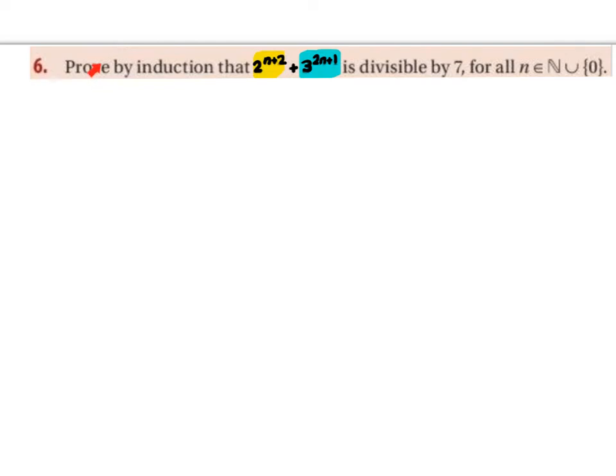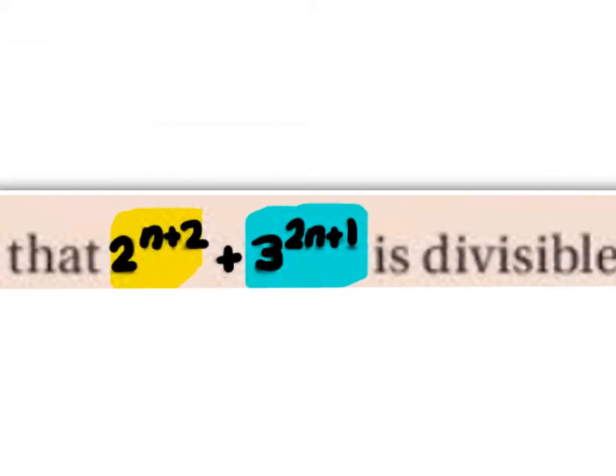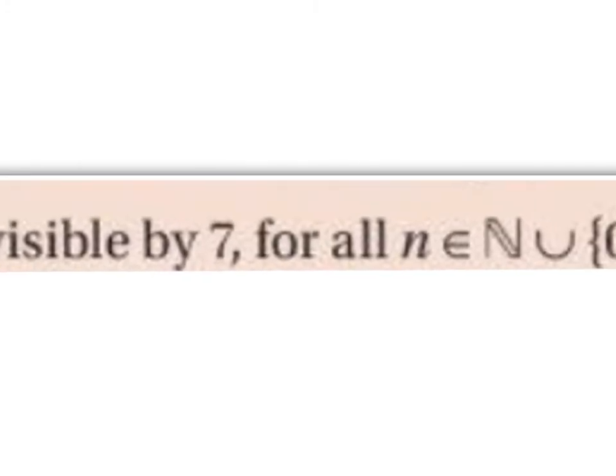Question 6. Prove by induction that 2 to the power of n plus 2, plus 3 to the power of 2n plus 1, is divisible by 7 for all n values that are elements of the natural number set union 0. So that's all positive whole numbers. The natural number set is positive whole numbers, so 1 to infinity, but it also wants to include 0, which is not technically a natural number.